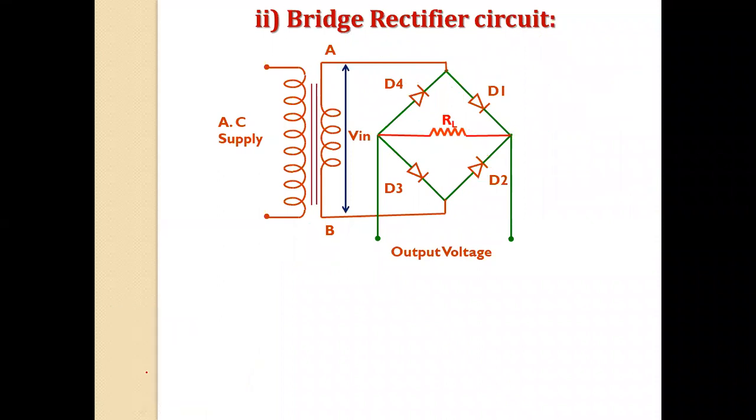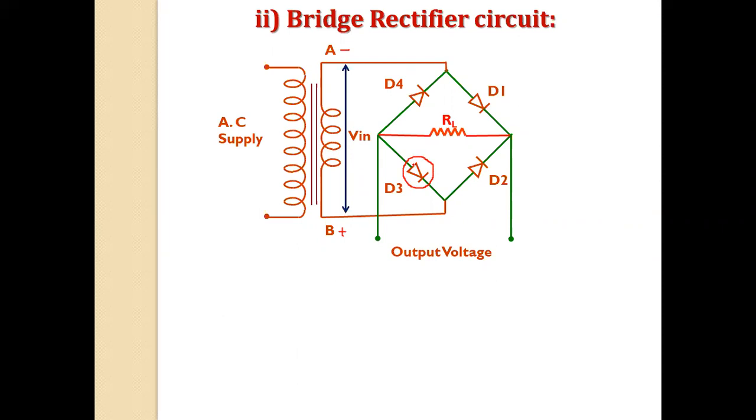Now for the negative half cycle, the polarities get reversed. It means that point A acts as negative and point B acts as positive. When point B acts as a positive terminal, it is connected to the P region of diode D2. It means that diode D2 is now in forward condition, but as diode D3 is connected to the bar, the N region, diode D3 works in reverse bias.